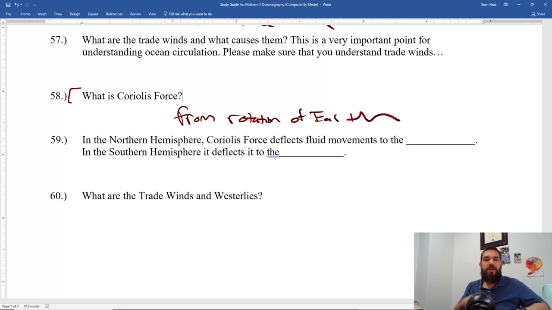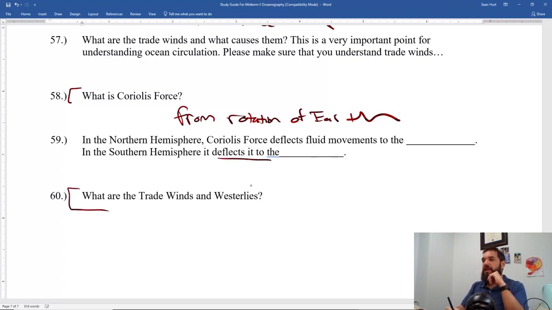Okay, so whenever a fluid, whether it's air moving, or water, because we'll see that the Coriolis force also affects ocean currents, you're going to have a diversion to the right in the northern hemisphere or to the left in the southern hemisphere, depending on what hemisphere you're in. So you get a deflection. In the northern hemisphere, Coriolis deflects fluid movements to the right, southern hemisphere to the left.